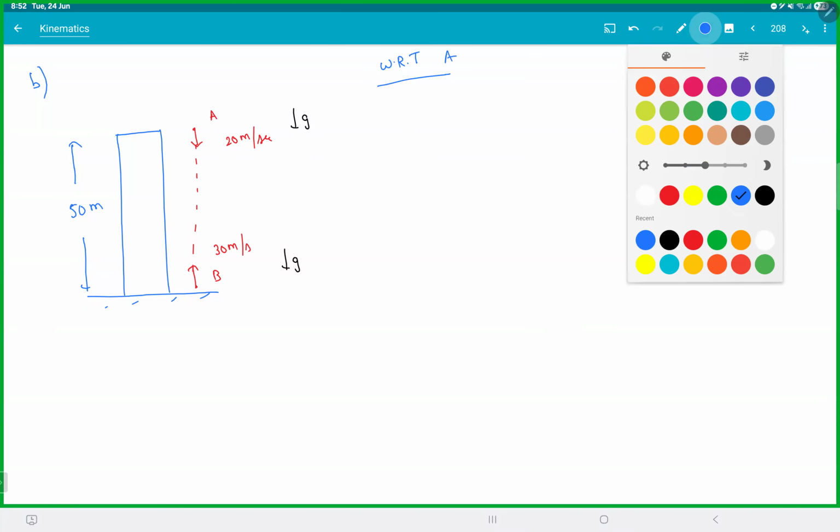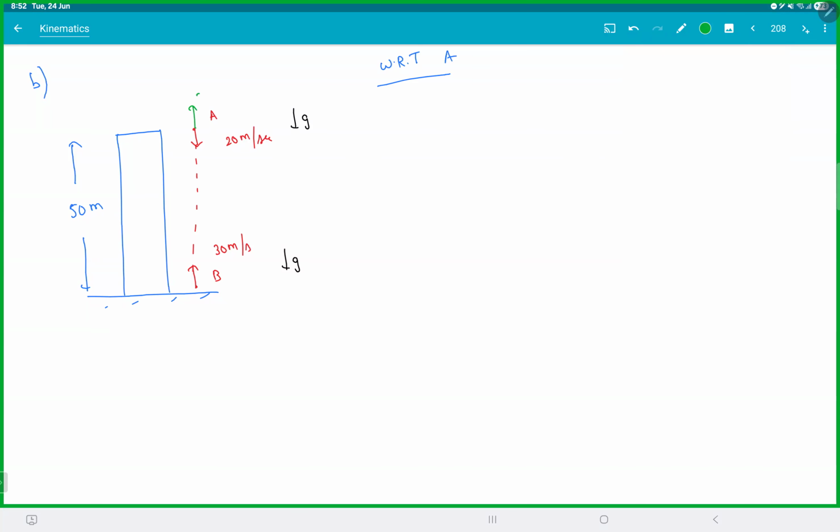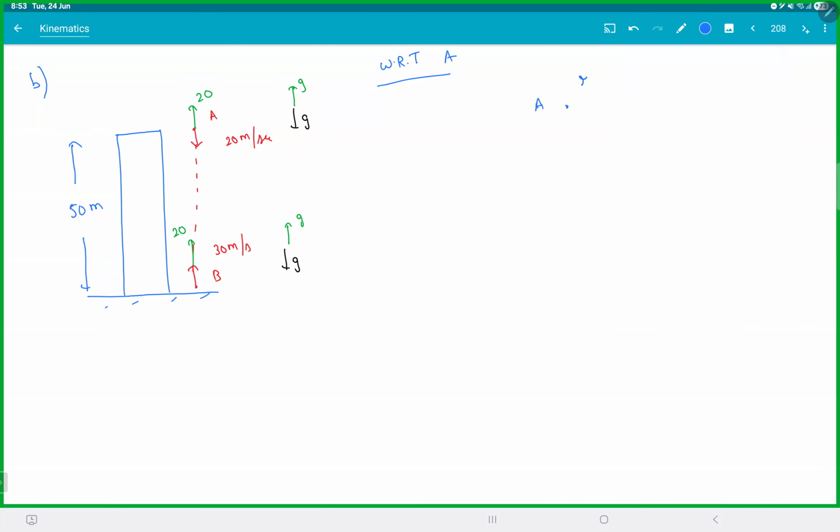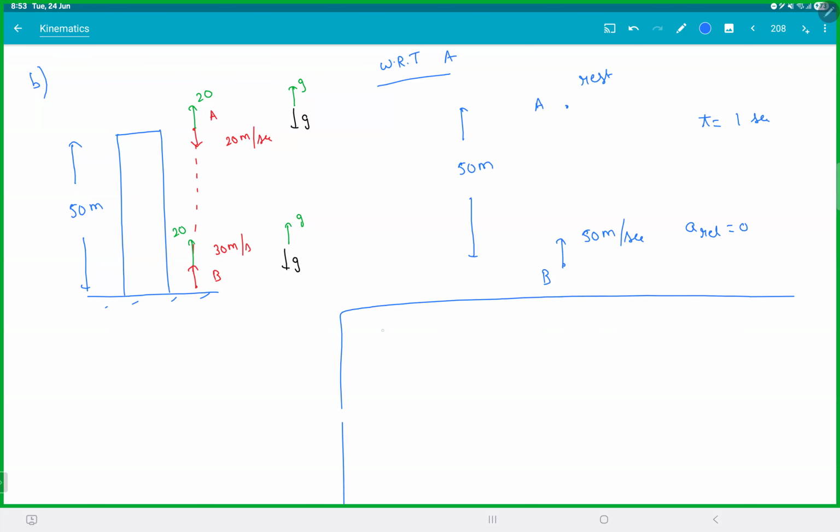I should subtract A's velocity. So 20 upward, G and G. So A will think, okay, I'm at rest, I'm not moving anymore. And A will think B is coming towards me with a speed of 50 meters per second. And what is the acceleration? 0. G got cancelled. What is the distance? 50 meters. So what is the time? 50 by 50, 1 second. Got this? Now go back to the ground frame.